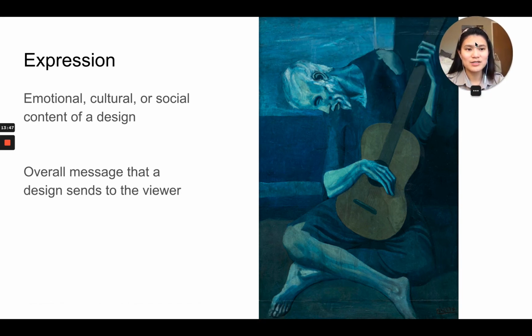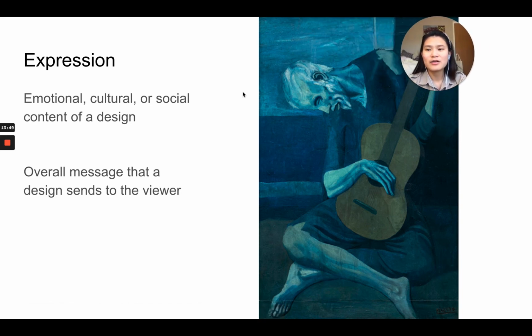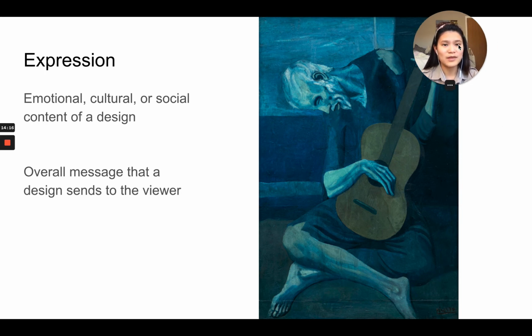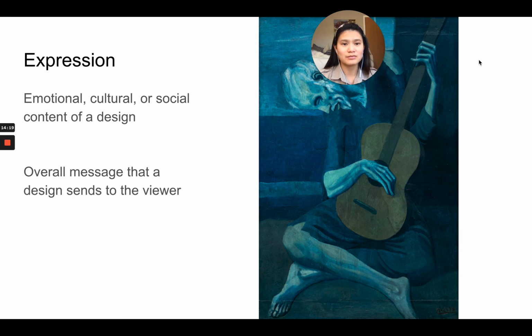Now we're moving on to expression, which can be the emotional, cultural, or social content of a design. It's the overall message that a viewer wants to send. This is an example of an expressive painting. Because of the blue tones and the way his head is hung, you kind of get sadness through it. There's many different ways to have expression through art. It could be expression of patriotism or anything like that.